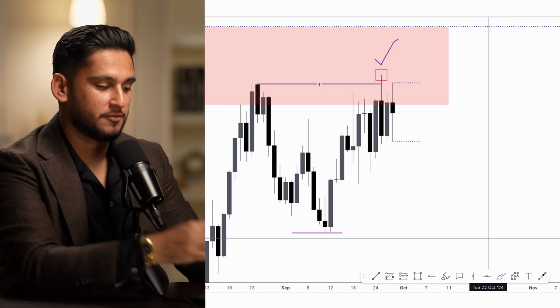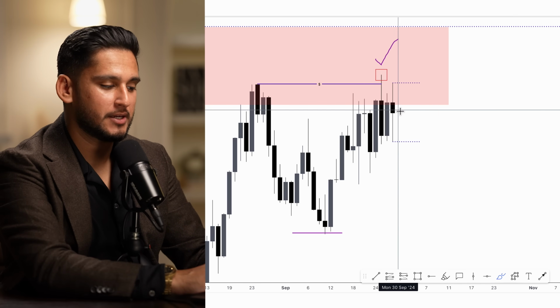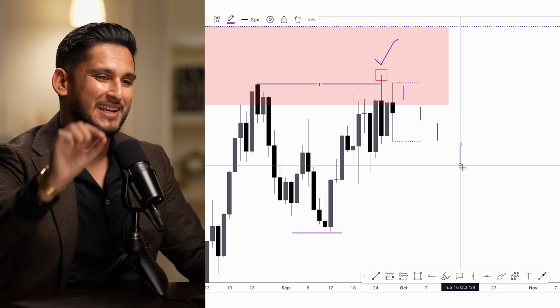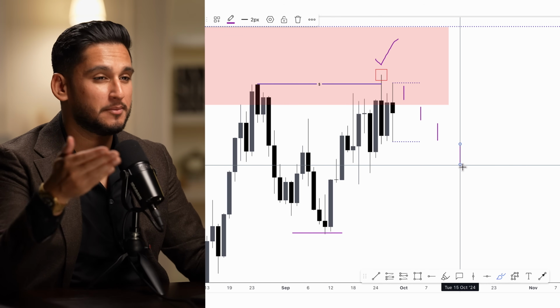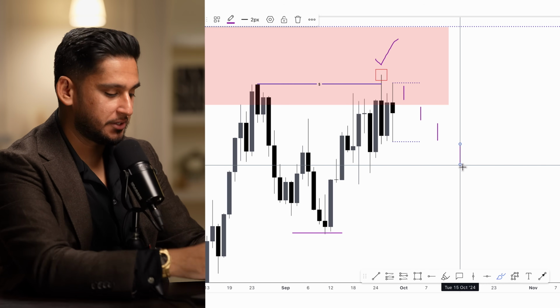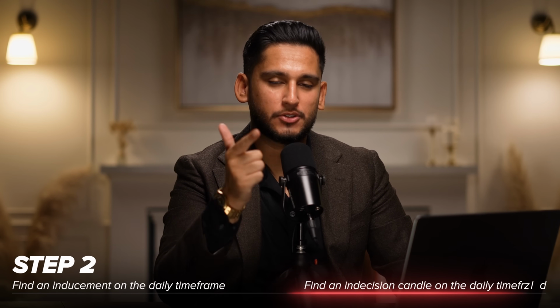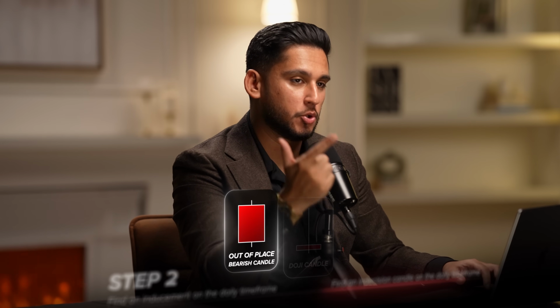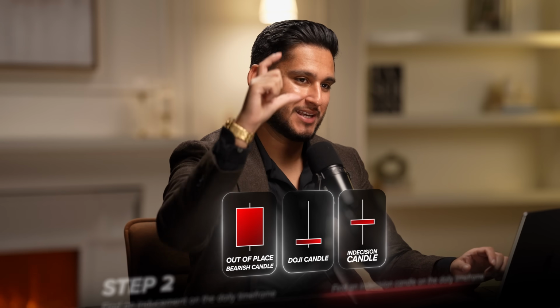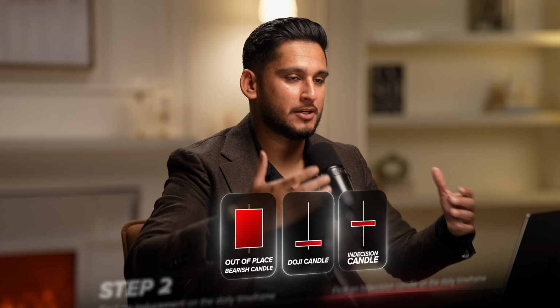The law of the domino effect is once you see one inducement high, you need to see a second one, and then a third one, and a fourth one, and a fifth one. The dominoes fall in a specific direction. We will stop seeing bullish inducements and we will start to see bearish inducements. And that's how we know price is ready. So for now, step number 2 is very simple. Find an inducement on the daily time frame and then find an indecision candle on the daily time frame. That's going to be an out of place bearish candle or a doji candle or an indecision candle like this, which is basically large wicks either side showing confusion and lack of direction.